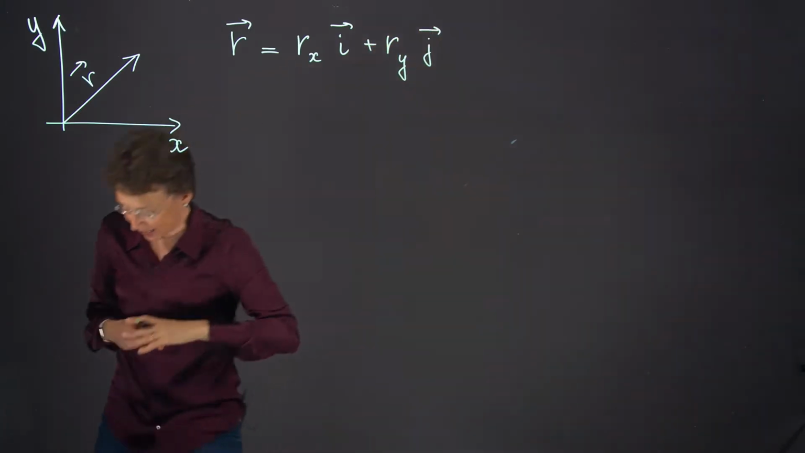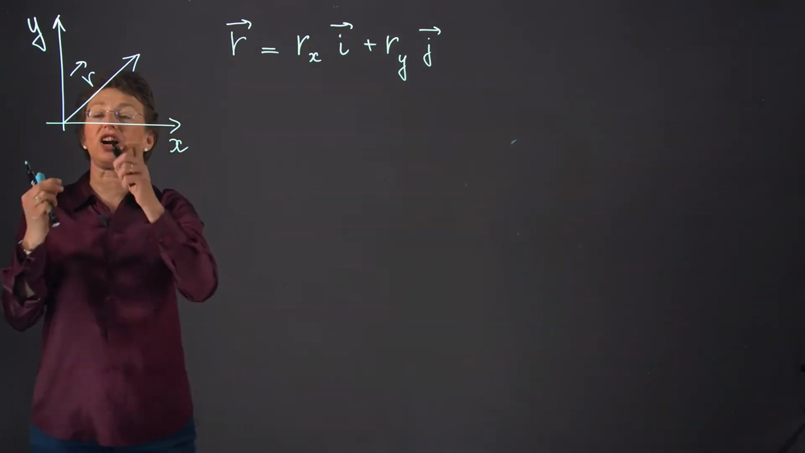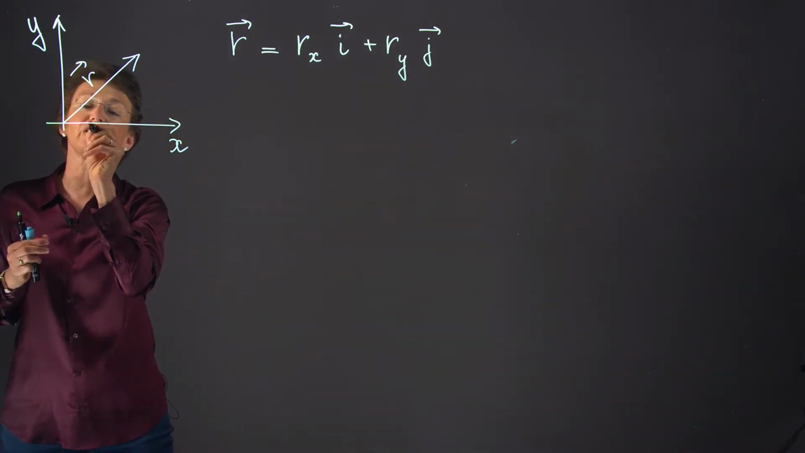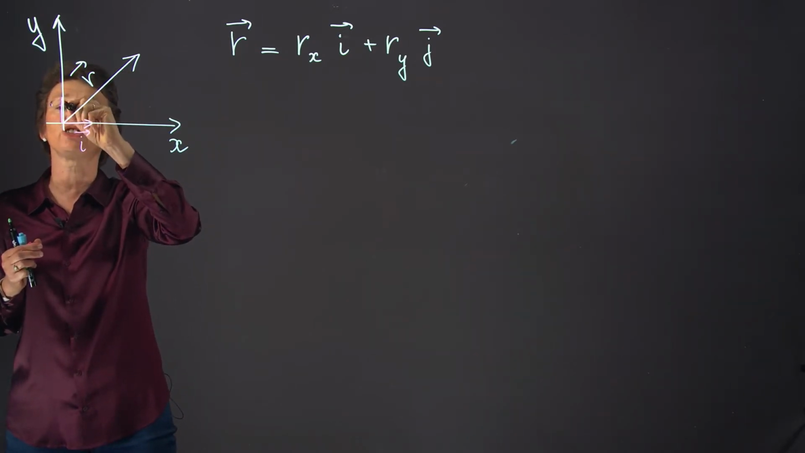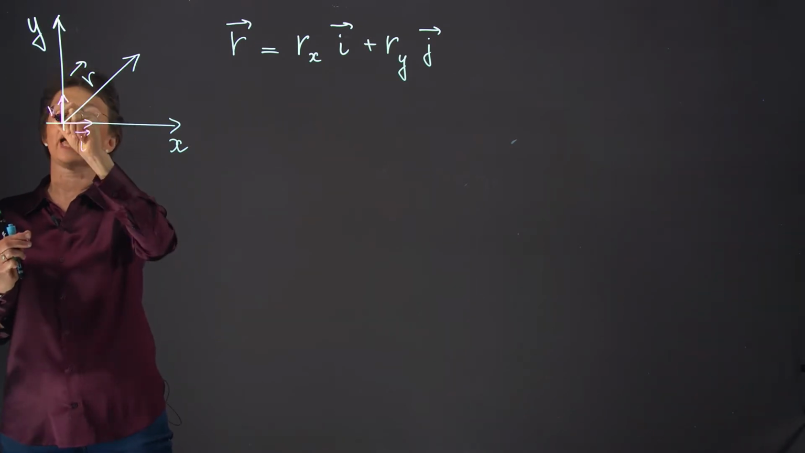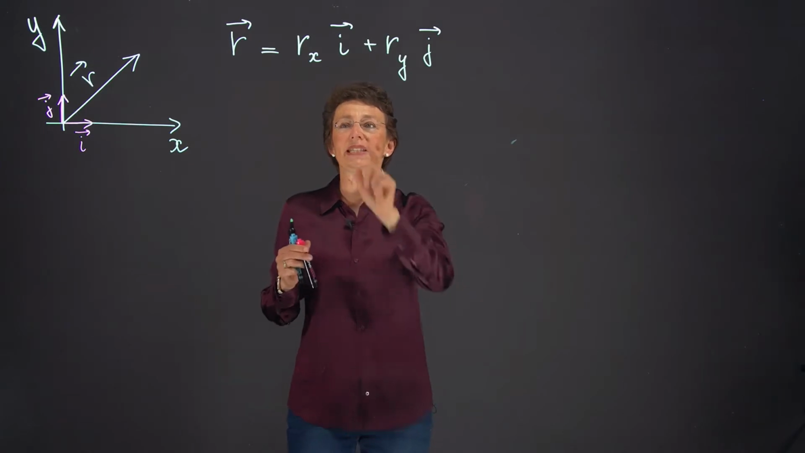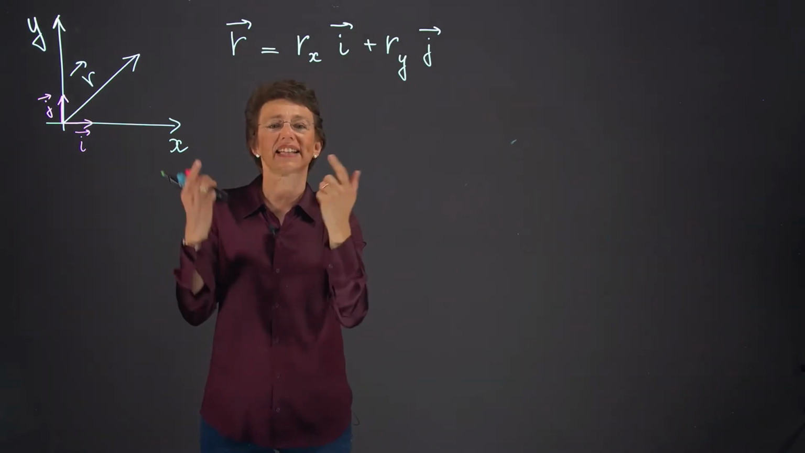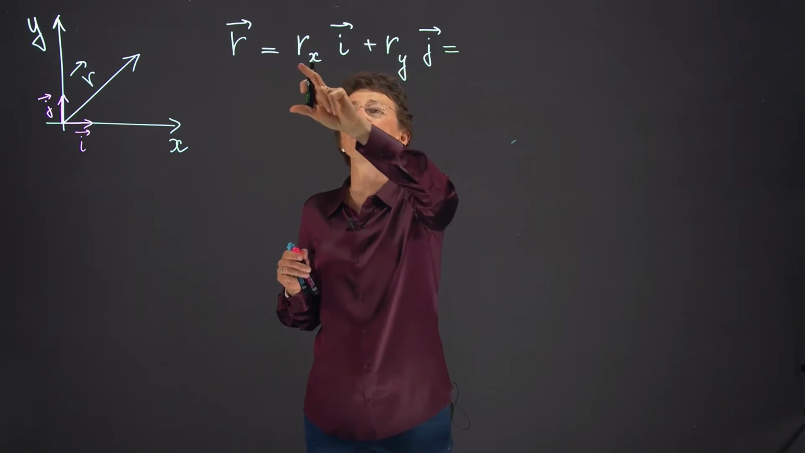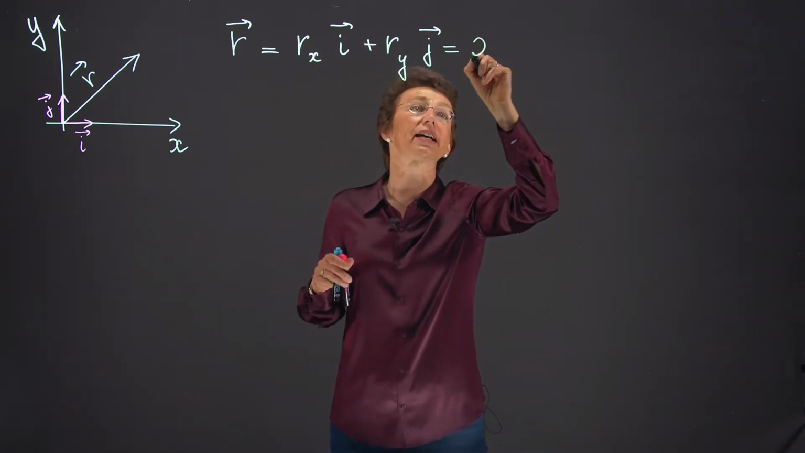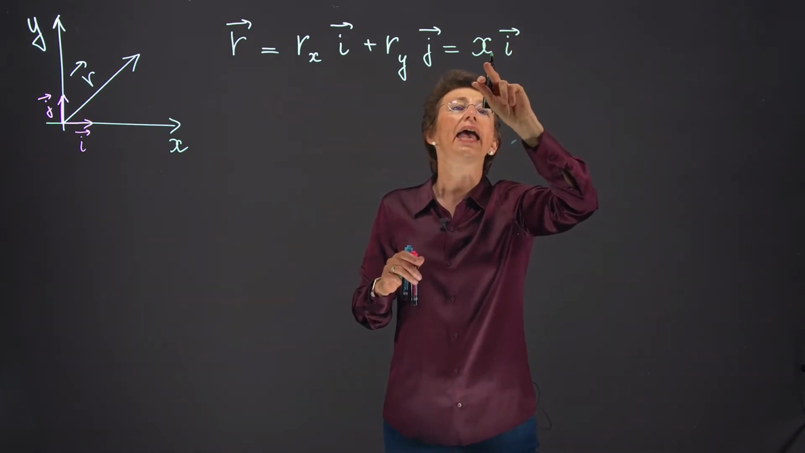j. And we know that unit vector i, by definition, is along x and has magnitude 1, and unit vector j, by definition, has magnitude 1 and is along y. Now, instead of writing it as r sub x, I will rename it to avoid too many indexes. I will call r sub x just x. Can we do it? Sure. We just agree on notations.